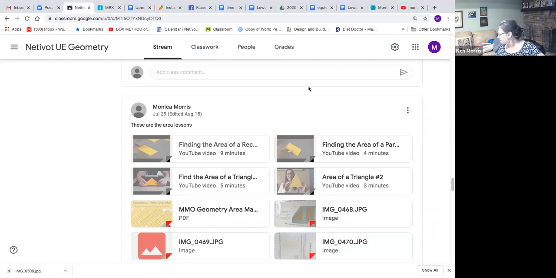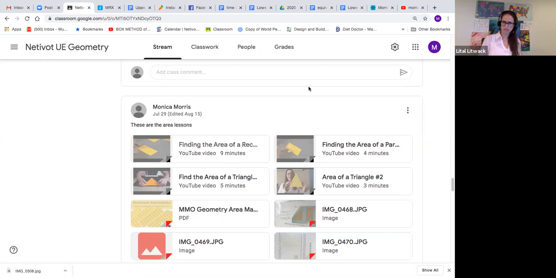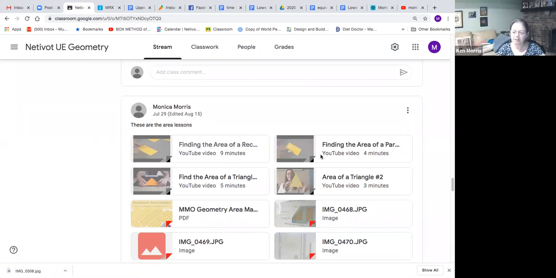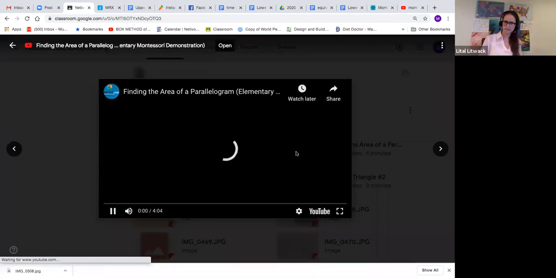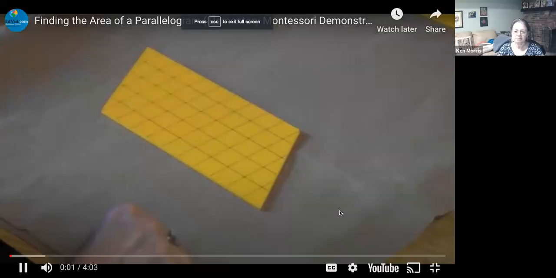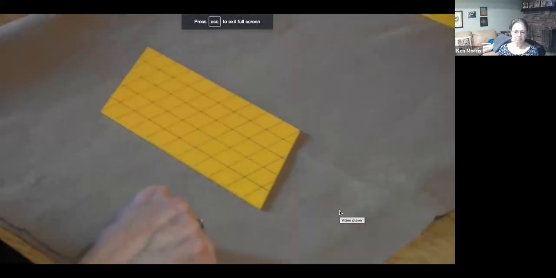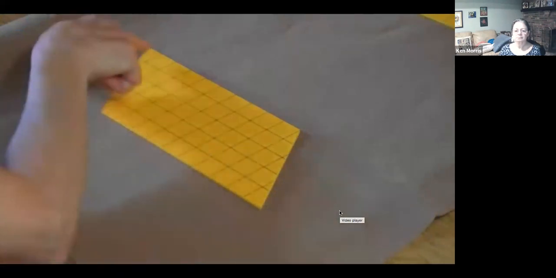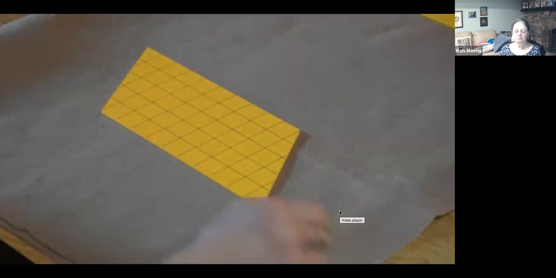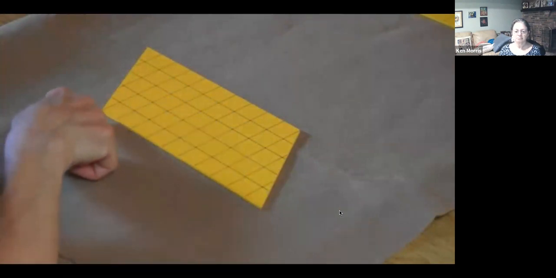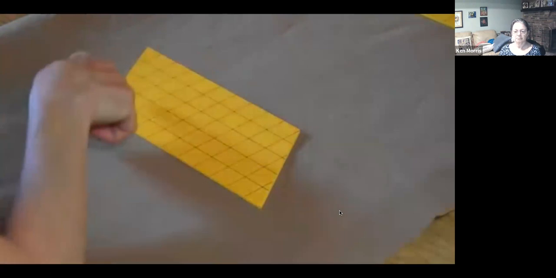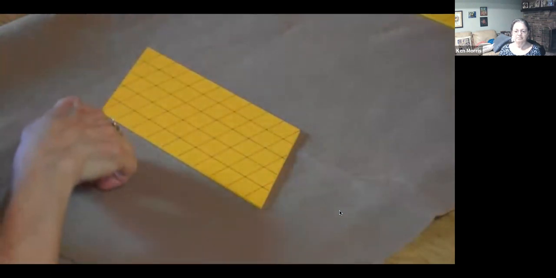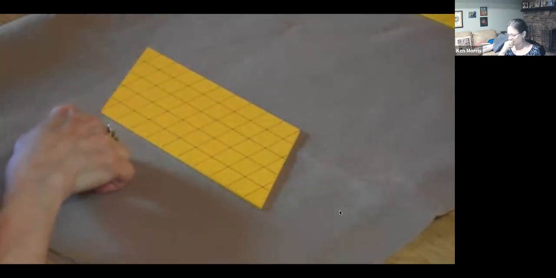Okay. So the next thing is the area of a parallelogram using this yellow area material. This lesson is on finding the area of a parallelogram. So here's a parallelogram, and we already know from our work with rectangles that if we can count the squares on a figure, we can find the measurement of the surface of that figure measured in square units.